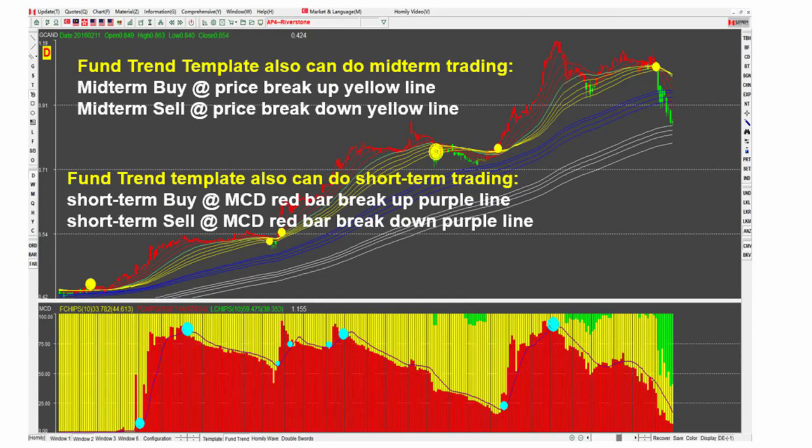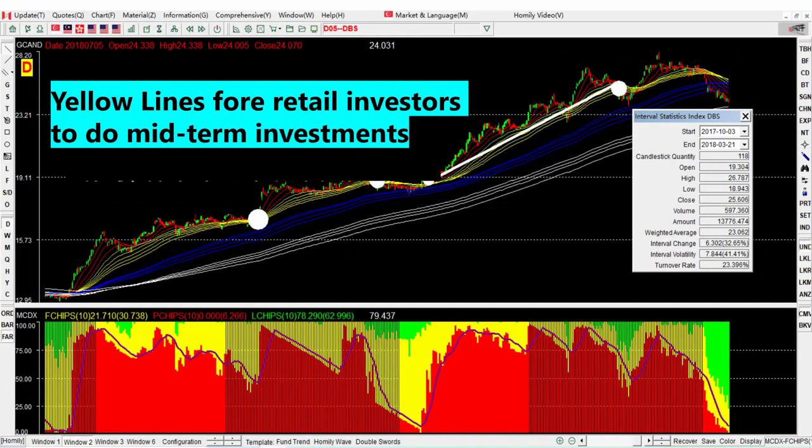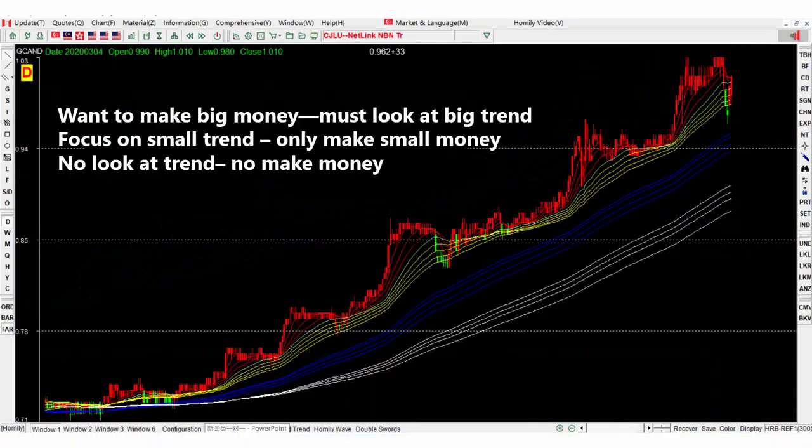Or even much higher. Okay, so the yellow line is for retail investors doing mid-term investment. Above the yellow line we buy, break down the yellow line we sell. We follow the yellow line to do wave trading.